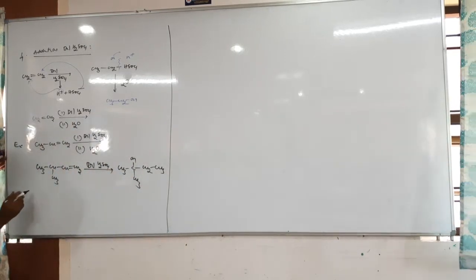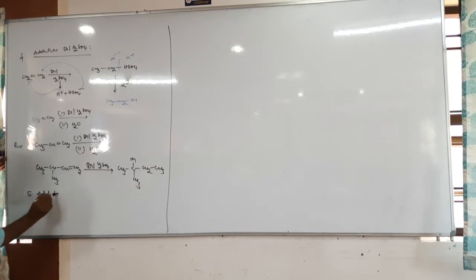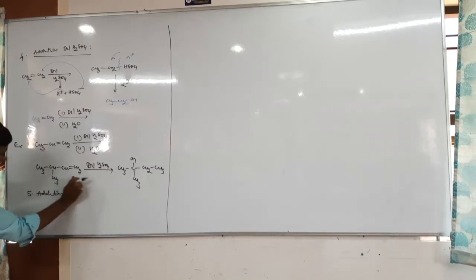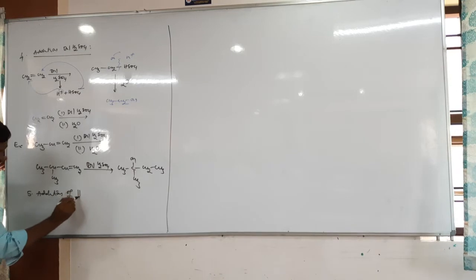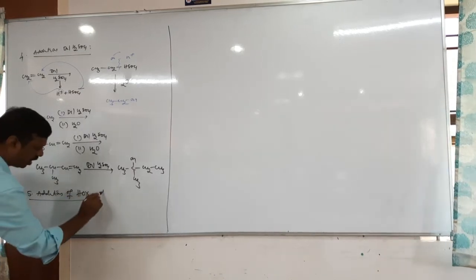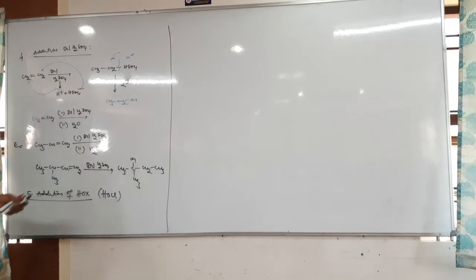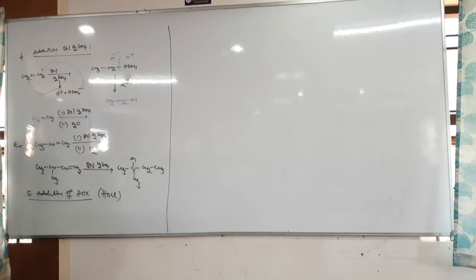Tell me, next is the fifth one, addition of HOX. What is HOX? Hypohalous acid. Like for example HOCl. And this is something we have already studied as an electrophilic addition reaction example.